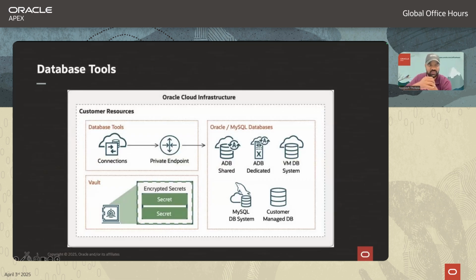Before going further, let us understand a little bit about database tools and connections. Database tools, which comes by default in OCI and is available under developer services, is a managed service in Oracle Cloud Infrastructure that enables us to create connections not only to Oracle databases, but also to MySQL database. The main agenda of this session is to talk about how to create a connection to your autonomous database and then leverage it. So we'll be using autonomous database under database tools connections.